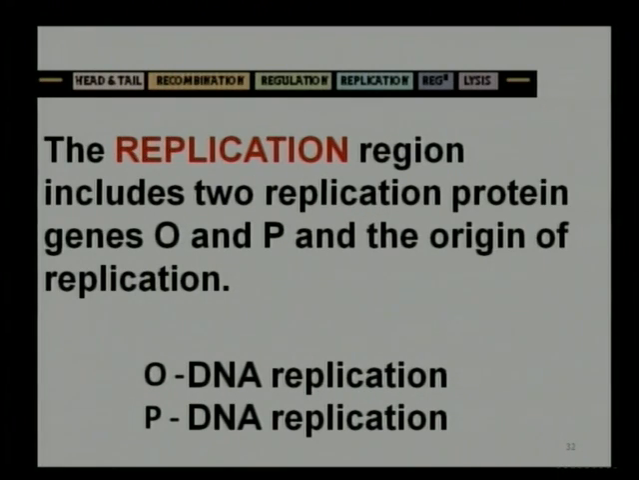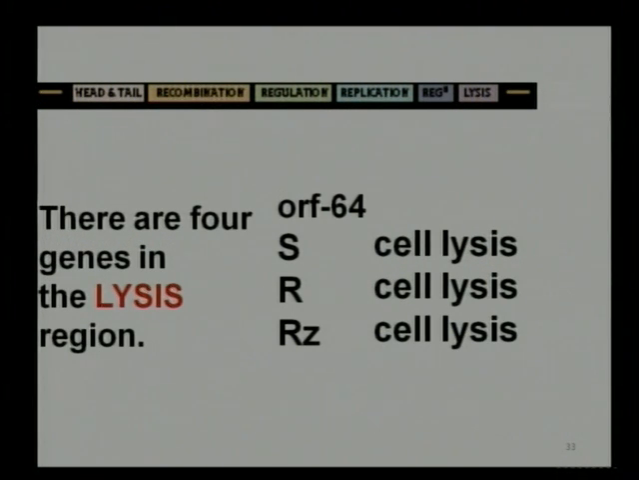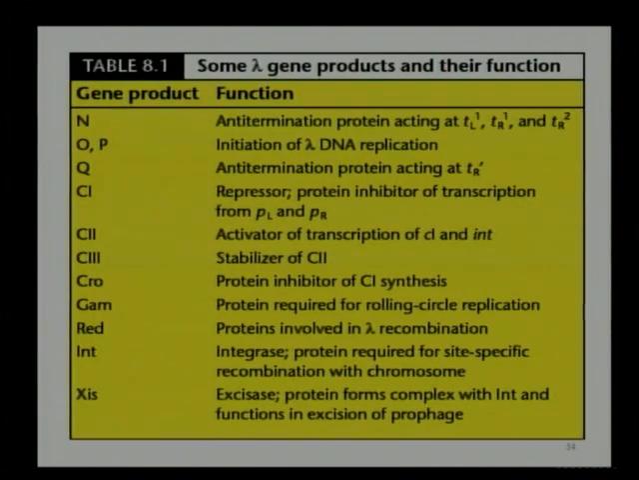And finally, the replication region mainly includes just two replication products, O and P, that is the origin of replication. And there are four genes in the lysis region which are responsible for causing host lysis: ORF64, S, R and RZ genes. So these are the basic composition and gene organization of the typical lambda bacteriophage.